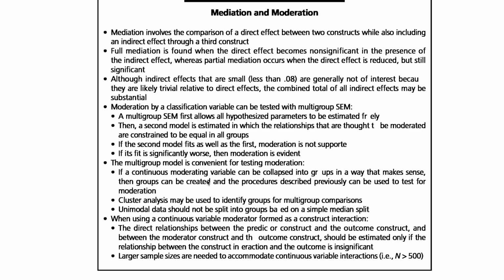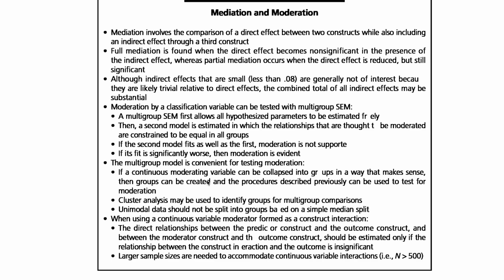Moderation by a classification variable can be tested with multi-group structural equation modeling. A multi-group structural equation model first allows all hypothesized parameters to be estimated freely. Then a second model is estimated in which the relationships that are thought to be moderated are constrained to be equal in the groups. If the second model fits as well as the first, moderation is not supported. If it is significantly worse, then moderation is evident. The multi-group model is convenient for testing moderation.